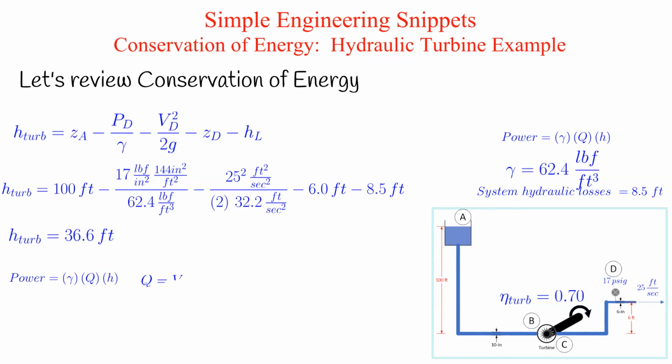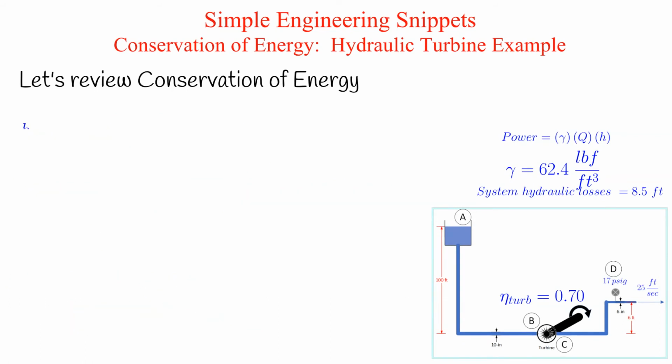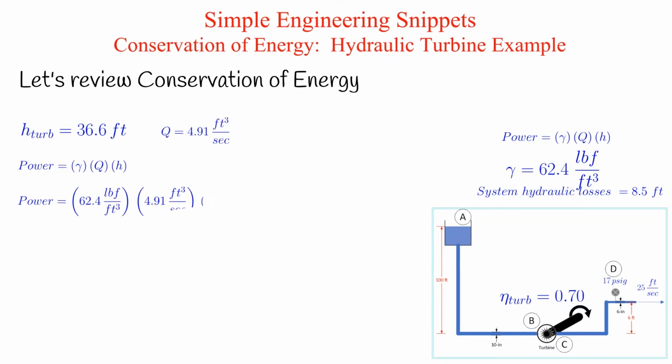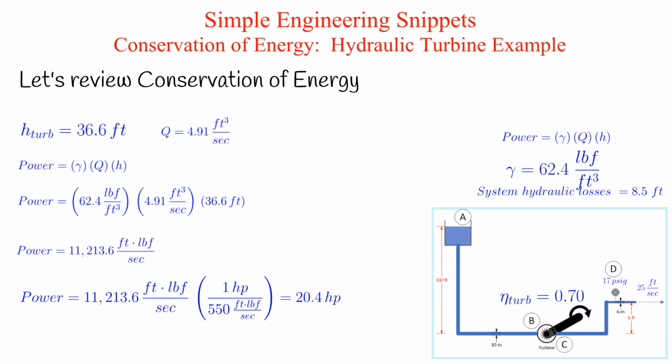To calculate the power, we need the volumetric flow rate, which we can determine from the velocity and diameter at point delta. The volumetric flow rate is 4.91 cubic feet per second. Now we have everything we need to determine the power the fluid is supplying the turbine. Using units and a conversion factor, we obtain 20.4 horsepower. That is the power the fluid is supplying the turbine, not the power output from the turbine.